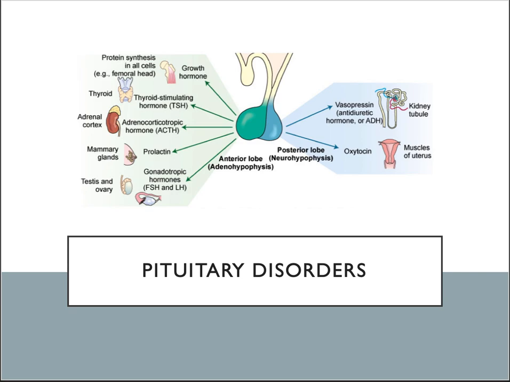In the posterior lobe, you have antidiuretic hormone, which is also known as vasopressin, which causes you to not diurese, so your kidneys retain fluid. Vasopressin is also a very potent vasoconstrictor, and so it raises your blood pressure. And then finally, oxytocin, which stimulates the uterus.